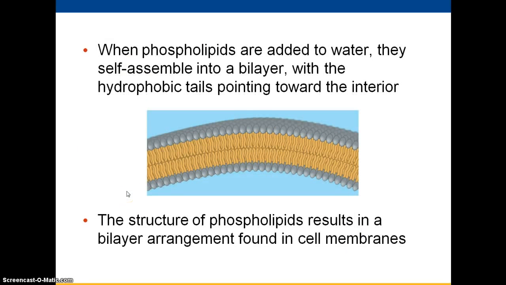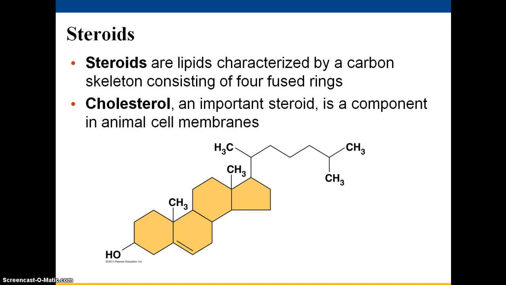Now, when we add phospholipids to water, they self-assemble, they put themselves together. And what we see are the hydrophobic tails hiding out in the middle together, whereas the hydrophilic heads are able to associate with water, either on the outside or the inside of this structure. Now, this bilayer of phospholipids becomes really important, and this is the characteristic arrangement of our cell membrane, the phospholipid bilayer.